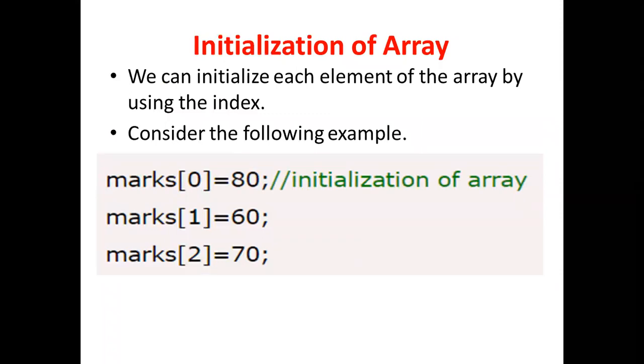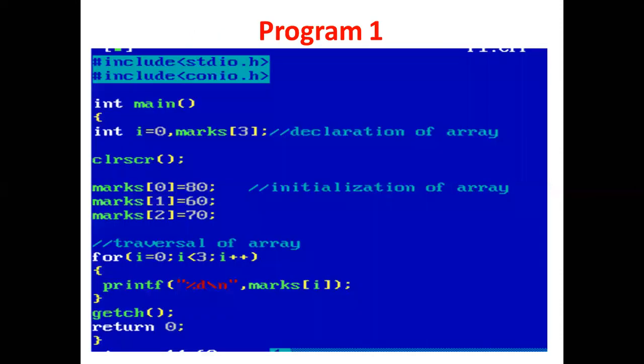Initialization of array. Array elements can be initialized using the index. We can create an array of marks which can store marks in three subjects. So we can initialize array like at index 0, 80 is stored. At index 1, 60 is stored. And at index 2, 70 is stored.